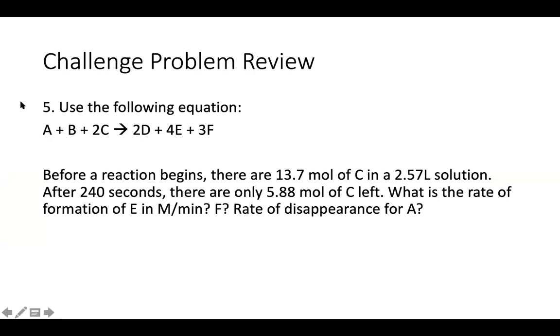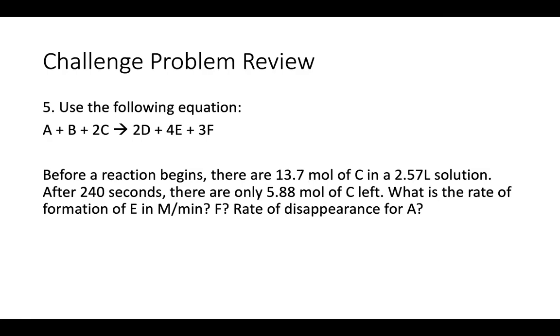Okay. Problem 5, you're given just a general formula. Again, we're just using letters to represent reactants and products. You're told the initial number of moles of C and the volume of solution. And then you're told after a certain number of seconds, this is how much of C you have left. And then based on this, what's the rate of formation of E, F, and what's the rate of disappearance for A?